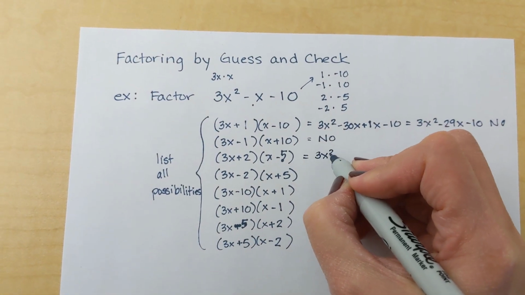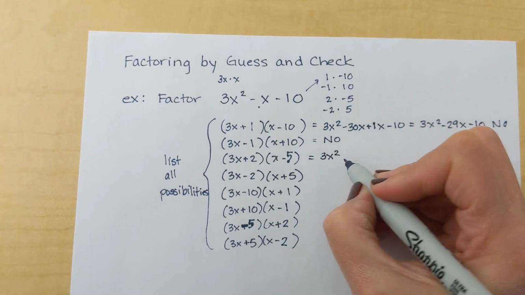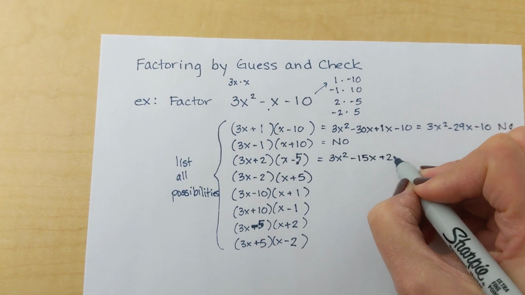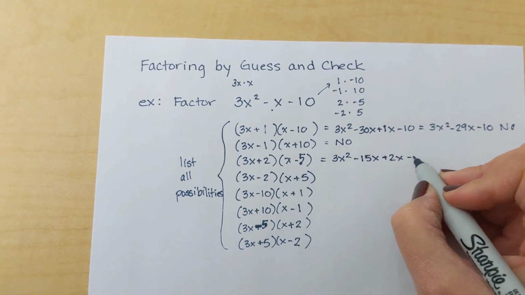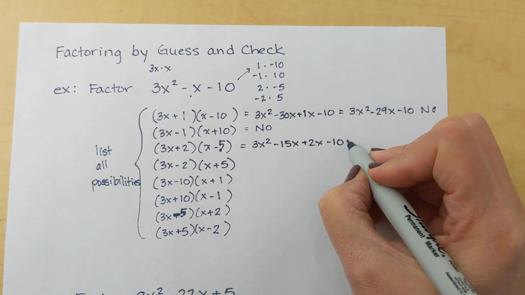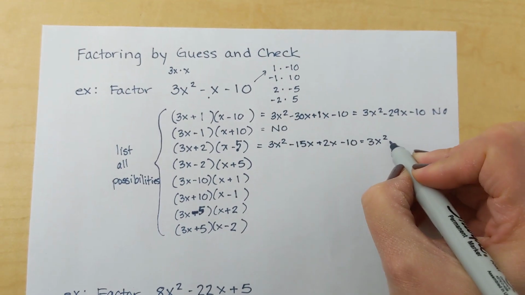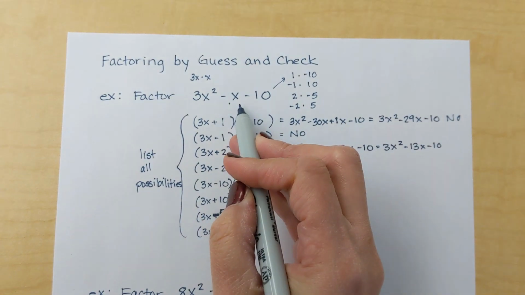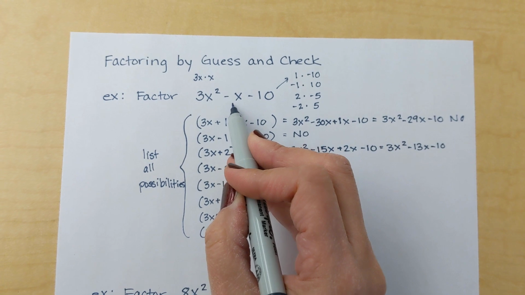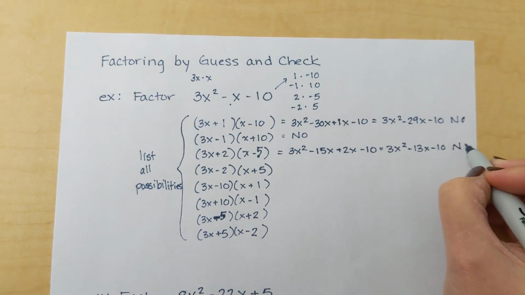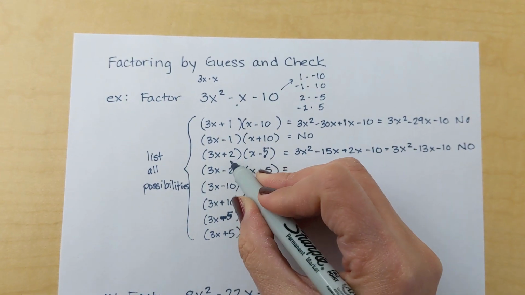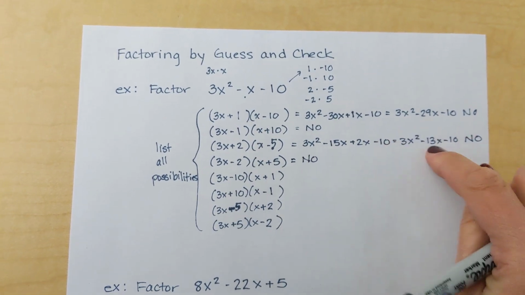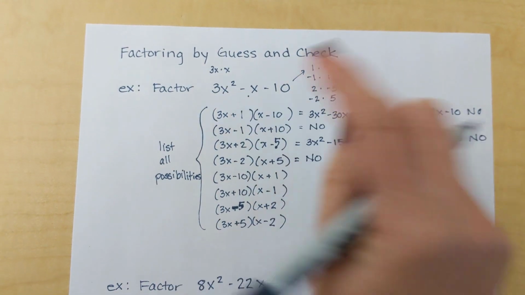So we'll have 3x squared. 3x times negative 5 is a negative 15x. 2 times x is a plus 2x. And 2 times negative 5 is a negative 10. Combining our like terms in the middle, we get 3x squared minus 13x minus 10. This is not the same as what we wanted here. While the a and c are the same, the b term's not the same. So this is no. We also know the next one, since the 2 and the 5 are the same, only the signs are switched, is also not going to be right because we don't want a 13 here. We want it to be a negative 1.